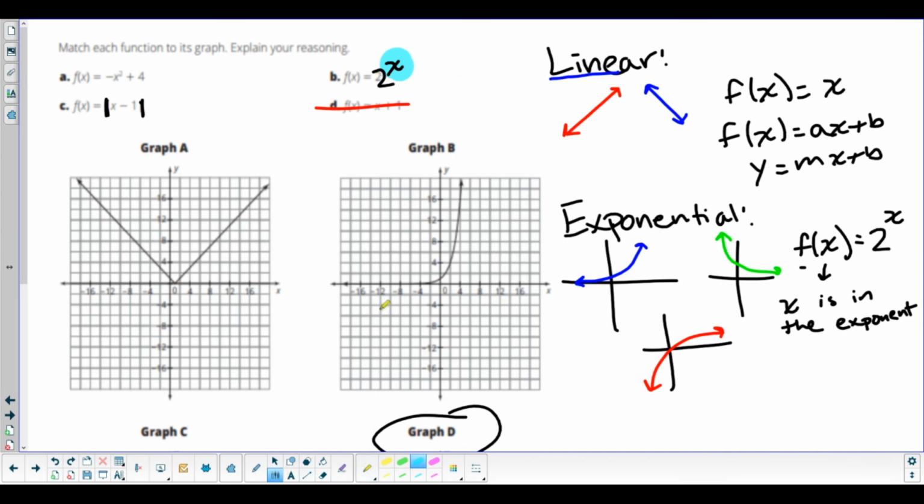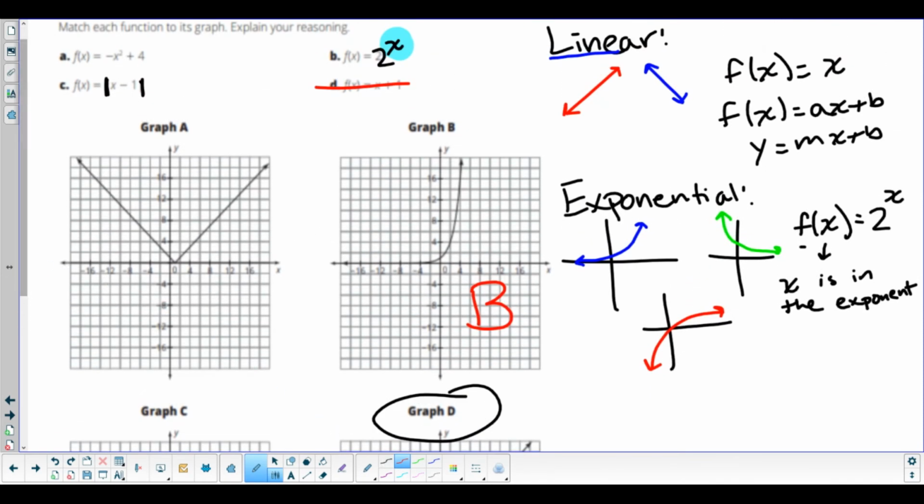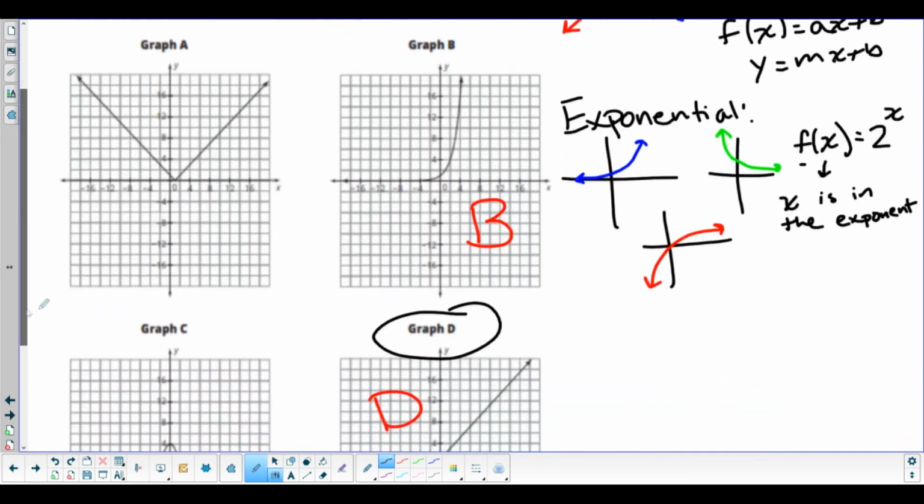Oh gosh, hopefully it doesn't just follow this pattern entirely. Okay. The next function family we're going to talk about is quadratic.